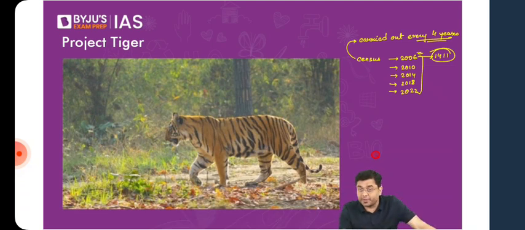Now, the tiger range countries. What are the tiger range countries? So tiger range countries are those countries where traditionally there has been a home to the tiger population. Tigers in general, from the region of Russia, some part of Central Asia, then in the eastern part of Asia, that is where the tiger population has been found.